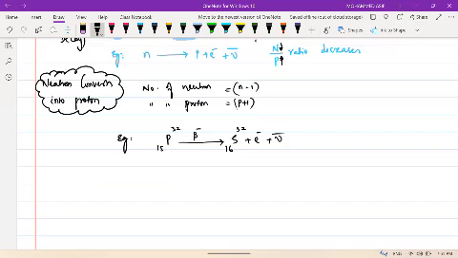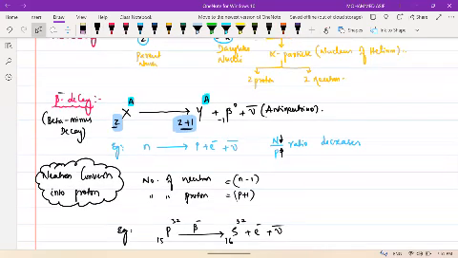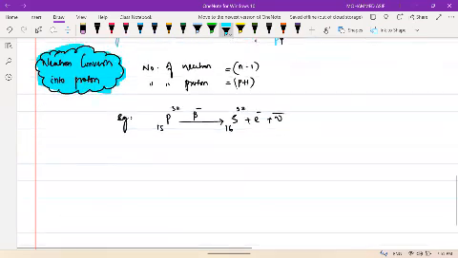Am I clear? So in beta minus decay, if someone asks you what is a beta minus decay, it is nothing but a process in which atomic number is increasing by 1 and mass number remains the same. N by P ratio will be decreasing. So the process of converting a neutron into a proton is called beta minus decay. Am I clear?